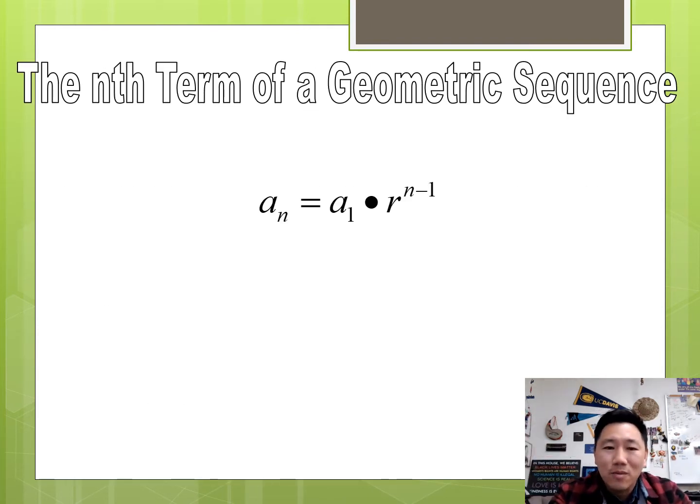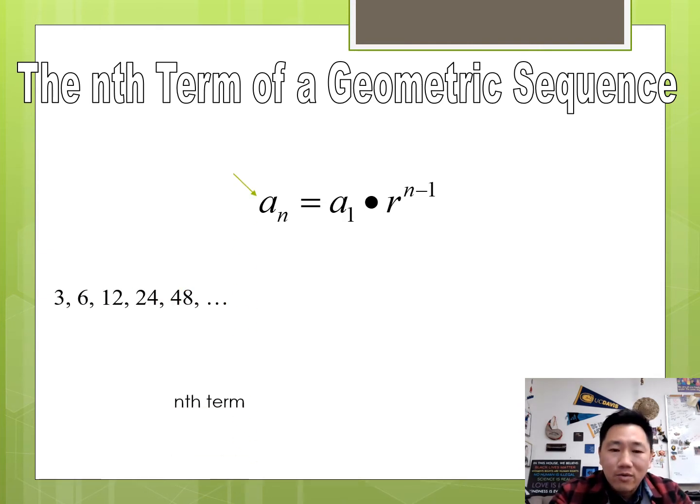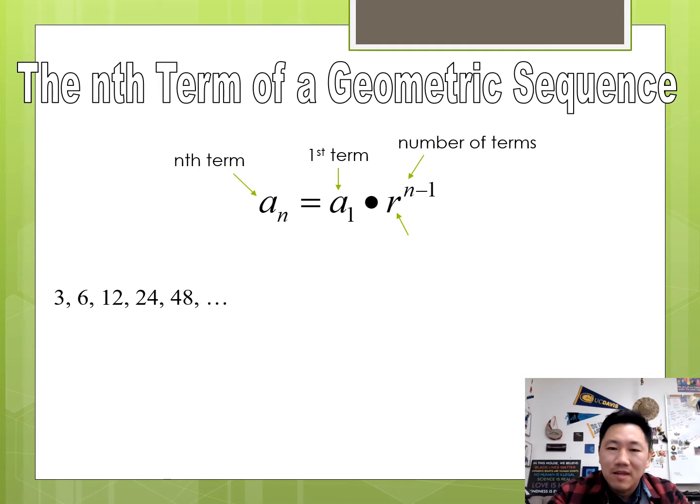There it is, the formula, the nth term of a geometric sequence. That would be the nth term, what we're looking for. A1 is the first term. The n is the number of terms. And then the r is called the common ratio. That's the number you multiply to get to the next number, the common ratio.